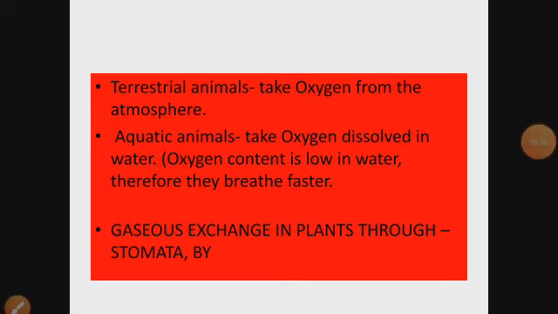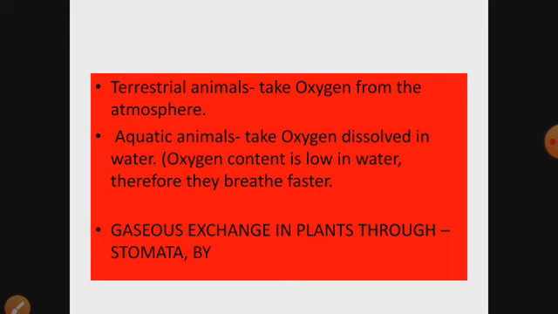Now, one of the important NCERT questions is how the terrestrial animals, the land animals, take oxygen, and how the aquatic animals take oxygen. So you know, terrestrial land animals have a good supply of oxygen. They take oxygen from the atmosphere. 21% of oxygen is present, and we can get it from the air only, terrestrial land animals.